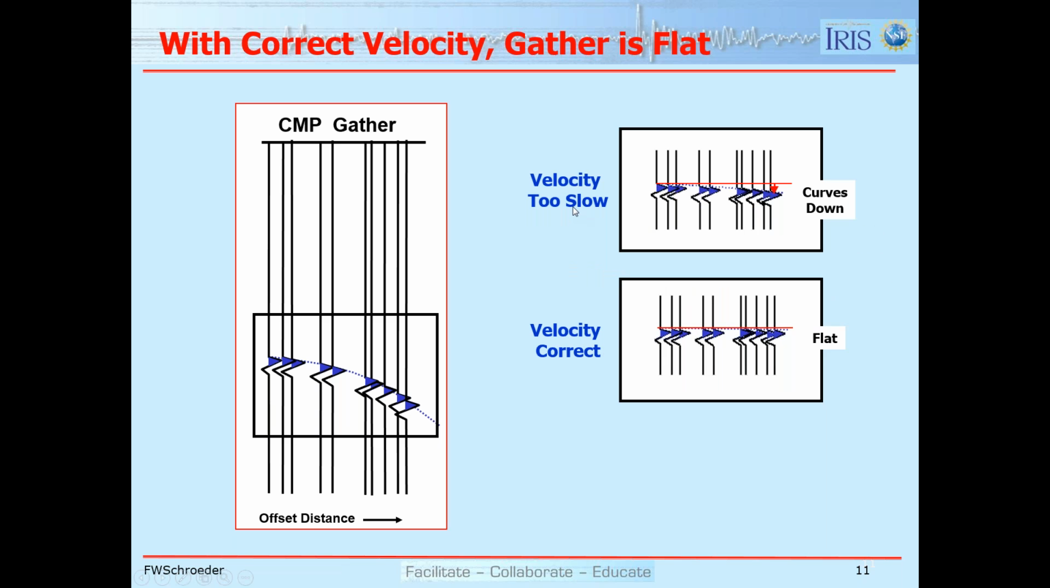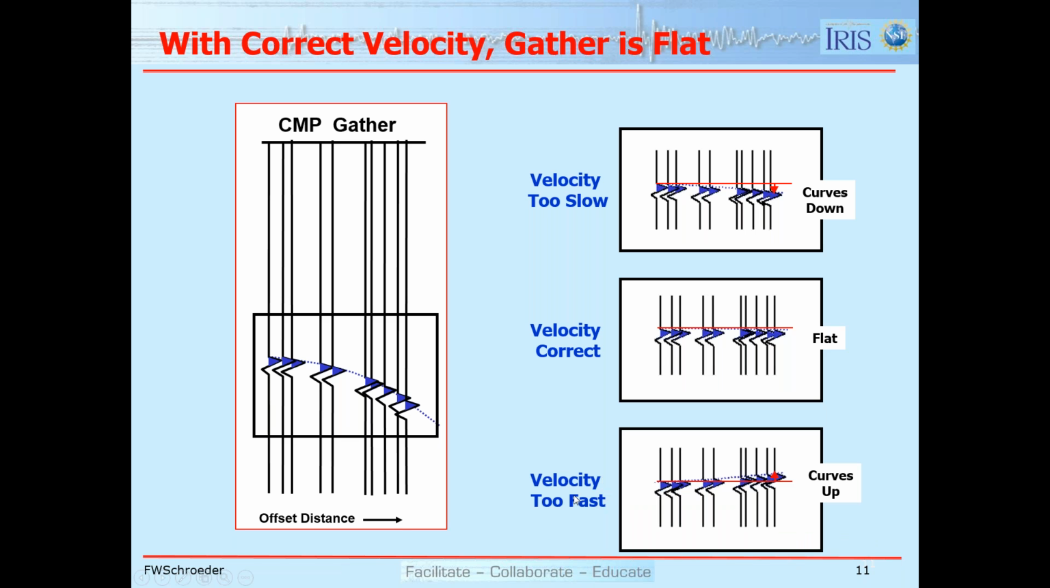If, however, the velocity is a little too slow, we don't correct it enough, and so we'll still have some curvature down. If a velocity that we use is a little too fast, we'll overcorrect, and so the reflection as a function of offset will curve slightly up.